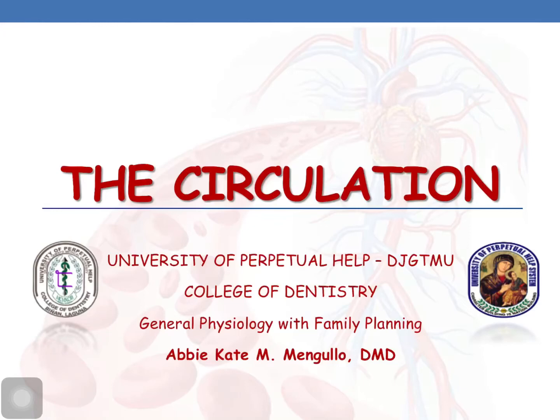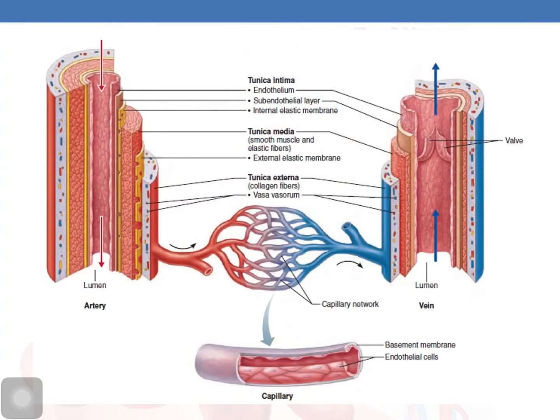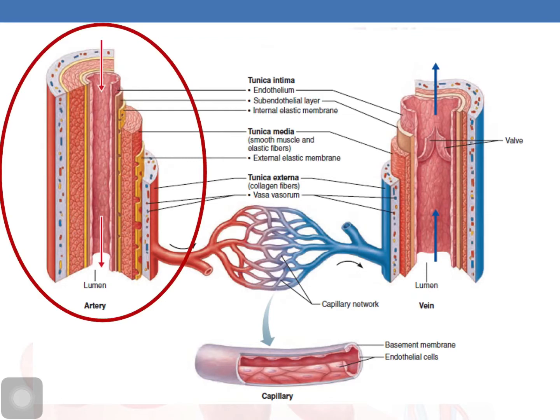So for this video, I will be talking about the physiology of circulation. There are three major types of blood vessels found in the body: the arteries, capillaries, and the veins. The arteries carry blood away from the heart and branch away as they form smaller and smaller divisions.